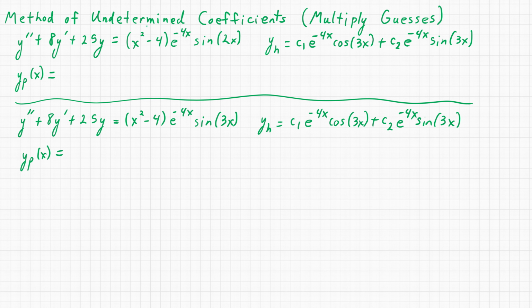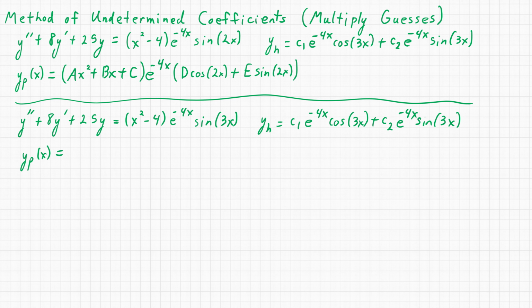The difference is the right-hand side here. This one is x squared minus 4 times e to the negative 4x times sine 2x, versus this one is sine of 3x. So let's go ahead and write down our guesses. We have a second order polynomial here, so we're going to guess the second order ax squared plus bx plus c times e to the negative 4x, or exponential. Let me make that look like a 4. And then times d cosine of 2x plus e sine of 2x.